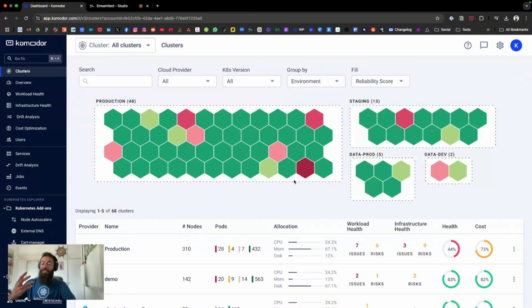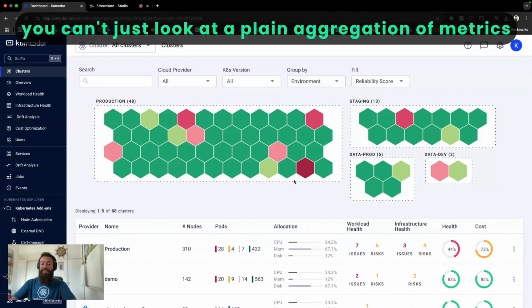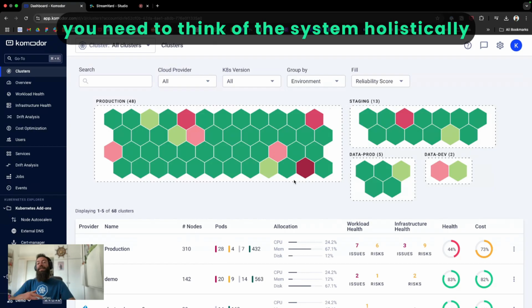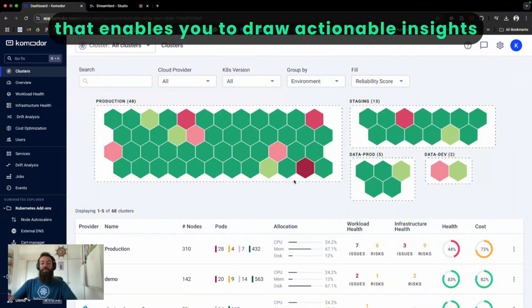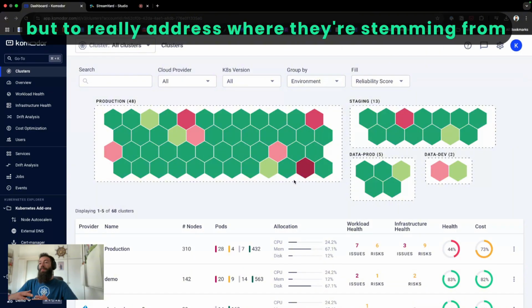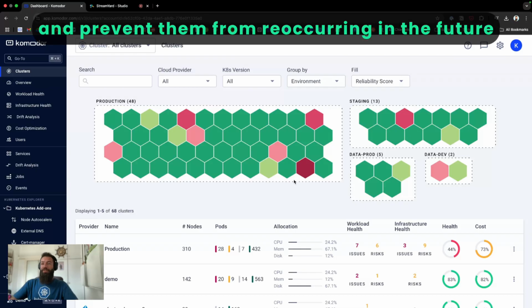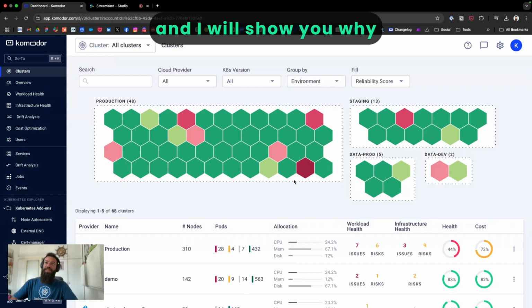That's why when you're thinking about your cluster's health, you can't just look at a plain aggregation of metrics. You need to think of the system holistically and correlate different, seemingly unrelated signals in an intelligent way that enables you to draw actionable insights to not only fix issues, but to really address where they're stemming from and prevent them from recurring in the future. So Komodor is a good Kubernetes doctor, and I will show you why.